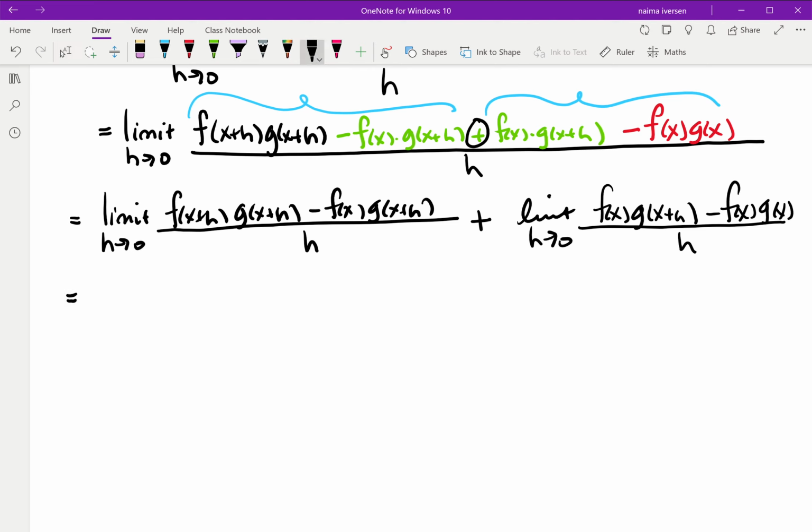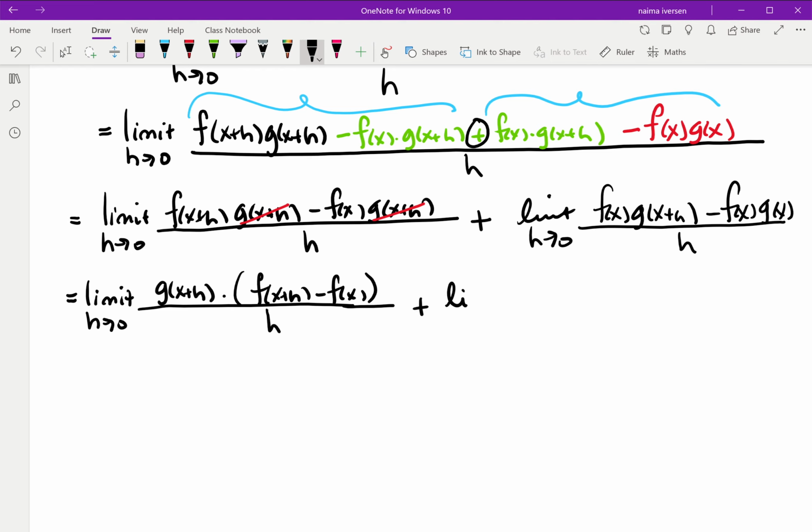Now I'm going to do a little bit of factoring. I'm going to take out the greatest common factor from the top of this fraction right here. And the greatest common factor is g of x plus h. So if I factor out g of x plus h, so I'm factoring away the g of x plus h here and the g of x plus h here, I am left with times, bracket, f of x plus h minus f of x. And then the whole thing is over h.